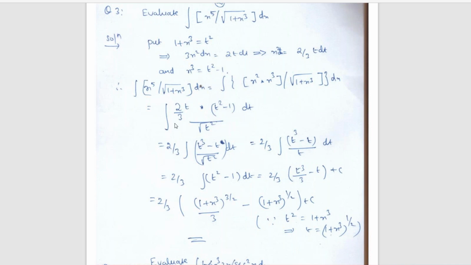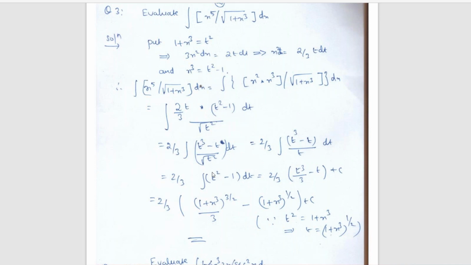2 by 3 is a constant, take it outside. So 2 by 3 integral, bring this t inside the bracket. So what you will be getting is t cube minus t by square root of t square dt. So 2 by 3 integral t cube minus t. What is square root of t square? So square root of t square is t dt. So integral t cube minus t by t. Divide t cube by t, we'll be getting t square, minus t by t is 1. So t square minus 1 dt.